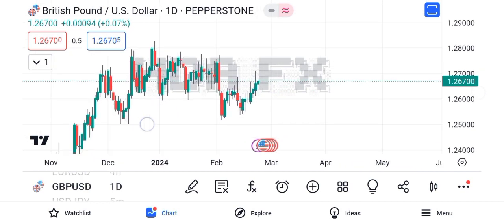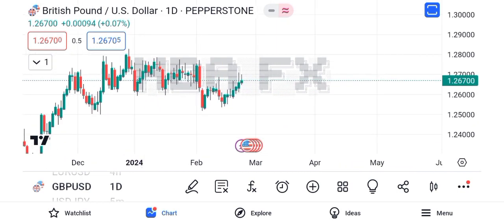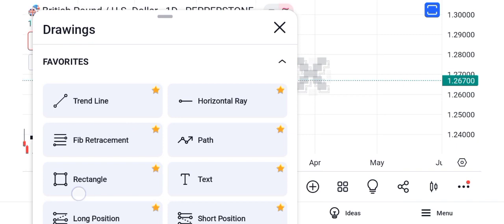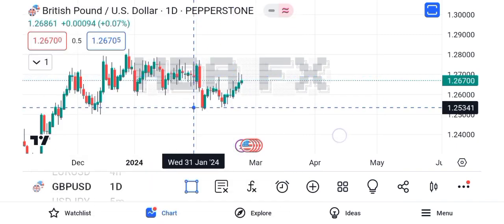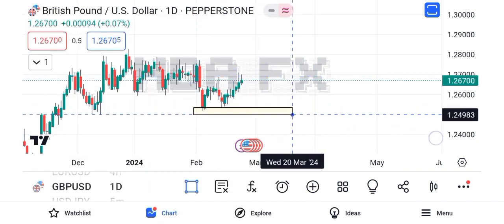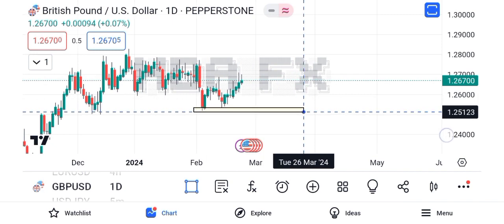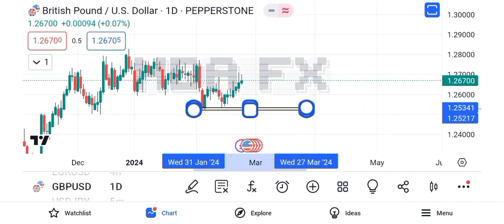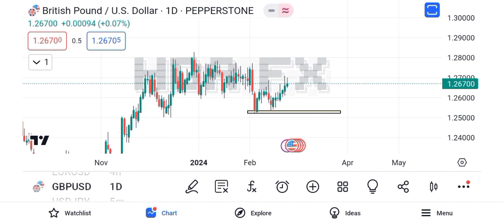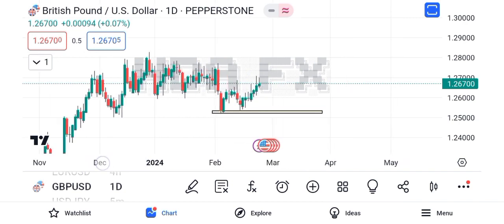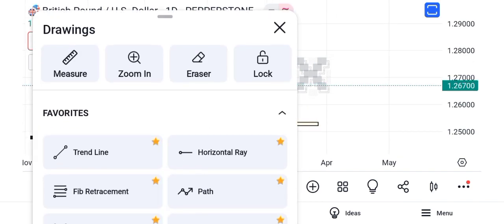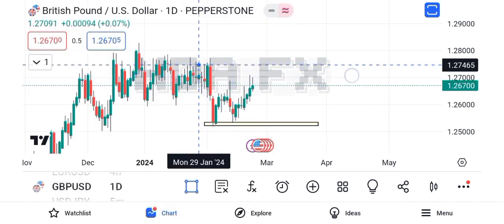GBPUSD. Now if you take note of GBPUSD, we can see that price refused to break this zone here. Price refused to break this key zone here. Now moving down to the 4 hours time frame, let's not forget another key zone here. We also have another zone of interest here.